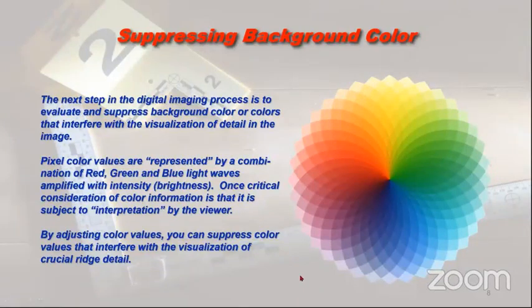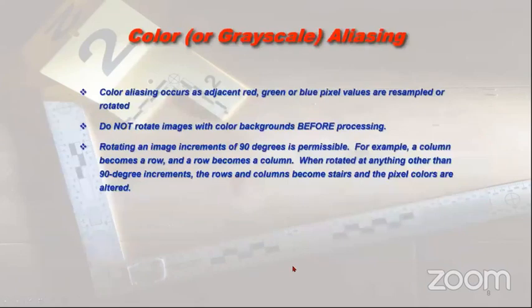And we have our color picker or our color wheel based upon the different RGB values and how those are all joined together based upon the brightness or the intensity value. That's how we come up with all of our different colors. We want to make sure that we are suppressing the color values that interfere with the actual visualization of the detail within our trace evidence.